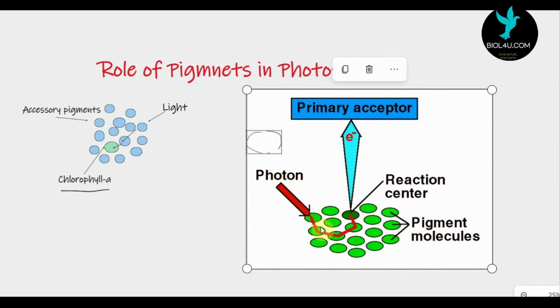A photon falls on the accessory pigment, and this accessory pigment transfers the energy finally to the reaction center. The reaction center becomes excited and the electron is expelled, and this expelled electron is carried from one carrier to another carrier. So let us see how the electron is transferring from carrier to carrier.